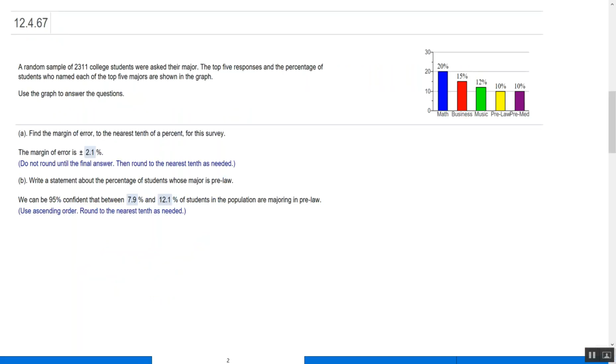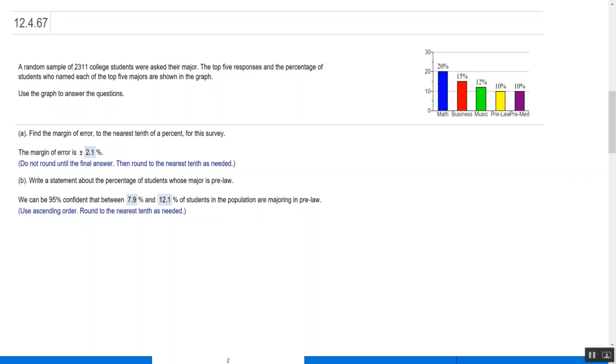A random sample of 2,311 college students were asked their major. The top 5 responses and the percentages of students who named each of the top 5 majors is shown in the graph. Use the graph to answer the questions. First we're asked to find the margin of error to the nearest tenth of a percent.